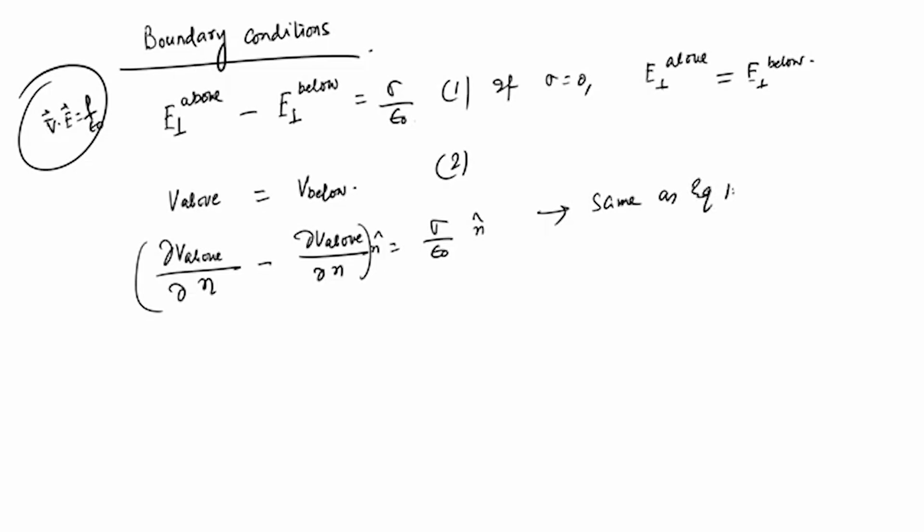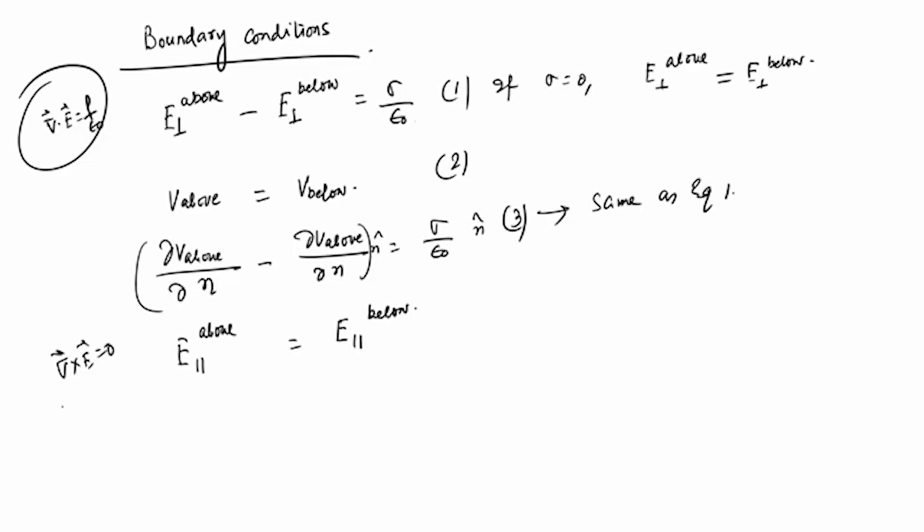So, either 1 or 3, let us call this 3 and 2. So, 1 and 2 or 3 and 2, these are the boundary conditions that we have. And this is basically for the electric field in the parallel direction. So, E parallel above is equal to E parallel below, and this is simply coming from the curl of E equal to 0.